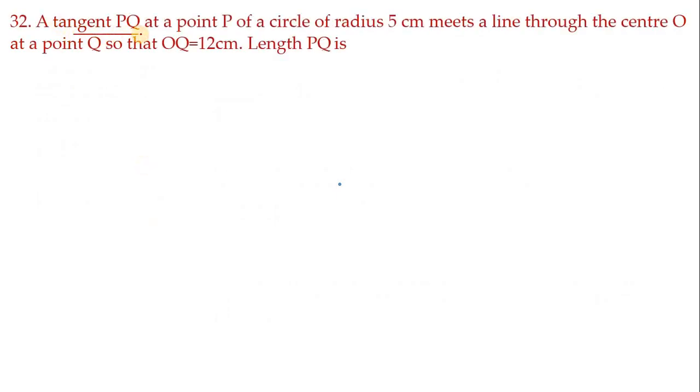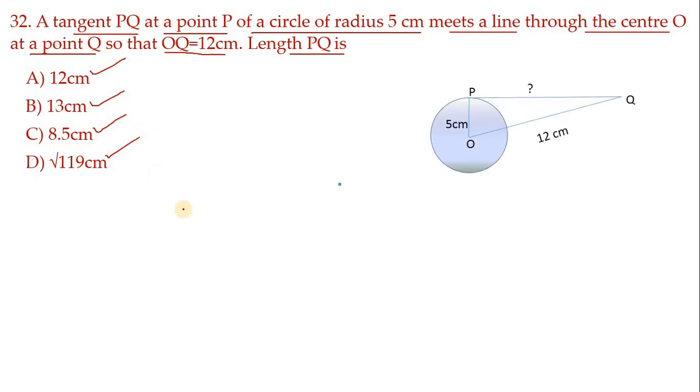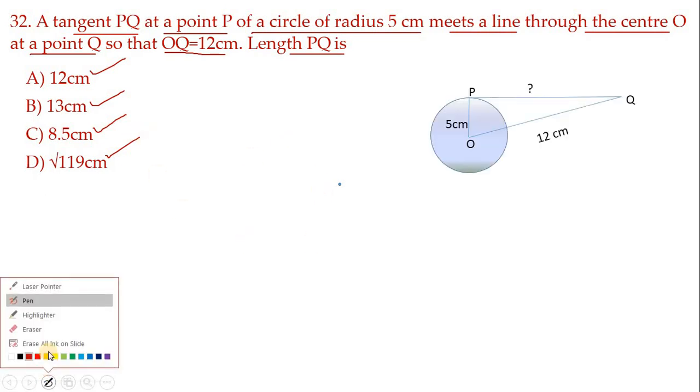The tangent PQ at a point P of a circle of radius 5 cm meets a line through the center O at a point Q, so that OQ equals 12 cm. Then the length of PQ is, options are 12, 13, 8.5, root 190 cm. So let me draw a suitable figure, children, to help you understand.